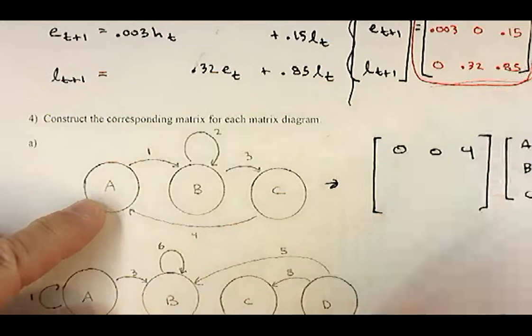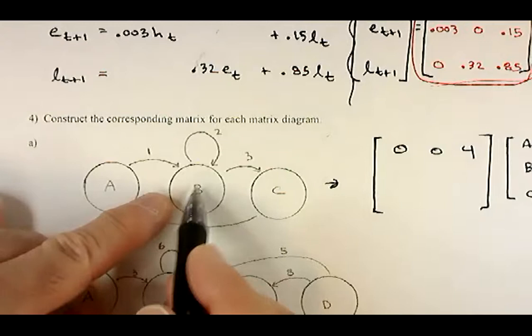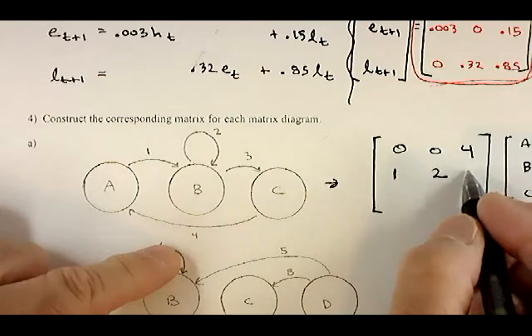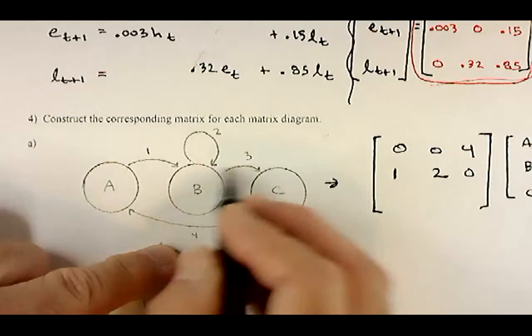How is B's population being determined? Well, they're getting 1 from A, so that's going to go right here, 2 from itself, and that's it. And then for C, what's contributing to C's population? It's just 3 from B, so none from A, so this would be 0, 3, 0.